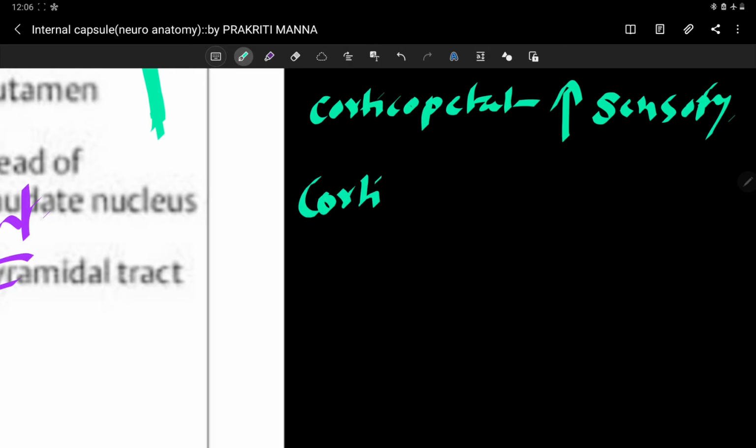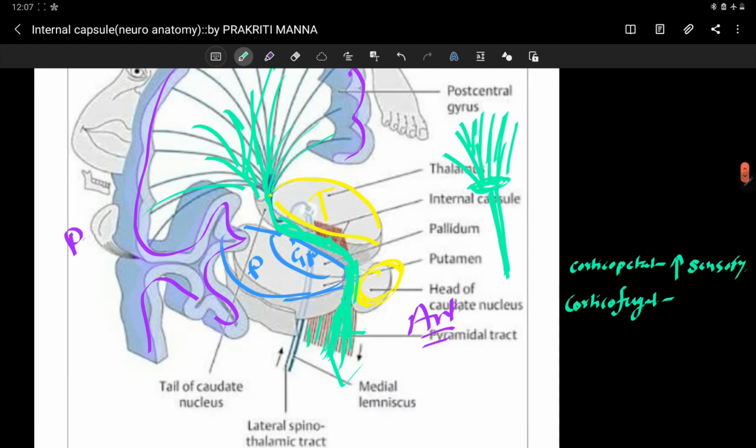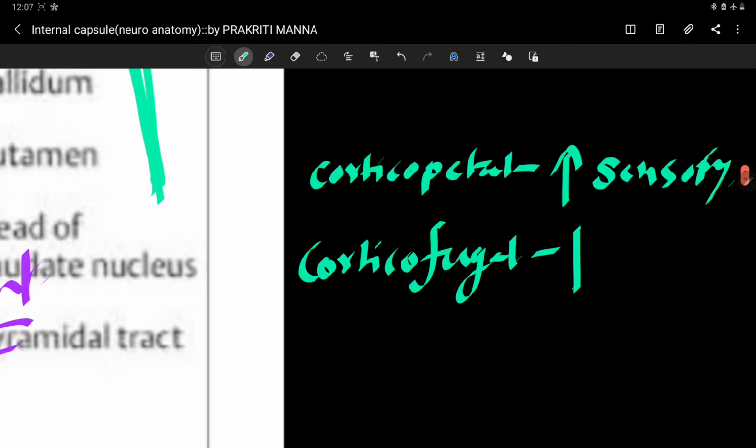And corticofugal fibers, what are they? The corticofugal fibers are the fibers coming from the cortex towards the periphery. They are leaving the cortex. We are already aware that these fibers are your motor fibers. So both kinds of fiber, motor and sensory, pass through your internal capsule.